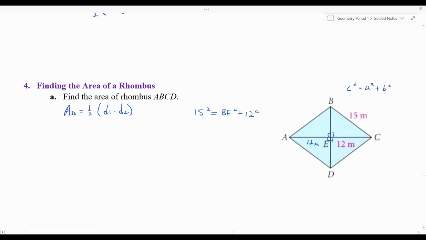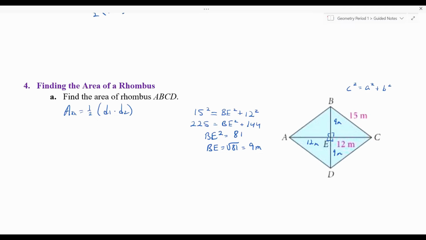Okay, so we go ahead and square 15. 15 squared is 225 equals BE squared plus 144. Then we subtract 144 from each side, and we get that BE squared is 81. Then we take the square root of both sides, and we have BE equals the square root of 81, which gives me BE to be 9, but it's 9 meters, right? So we know that this is 9 meters, and if BE is 9, so is ED. So this is 9 meters as well. Now we can at least find the full length of each of those diagonals.